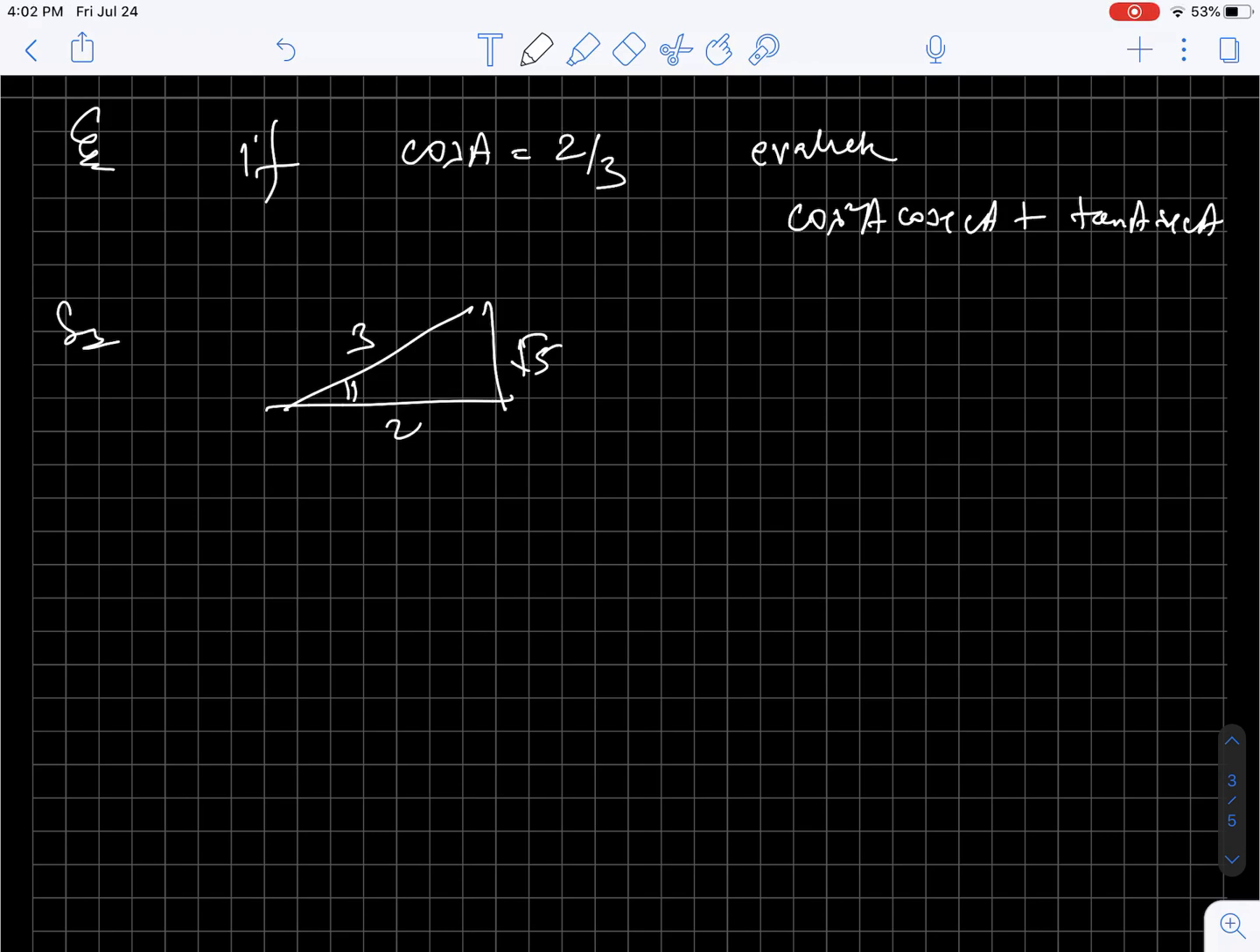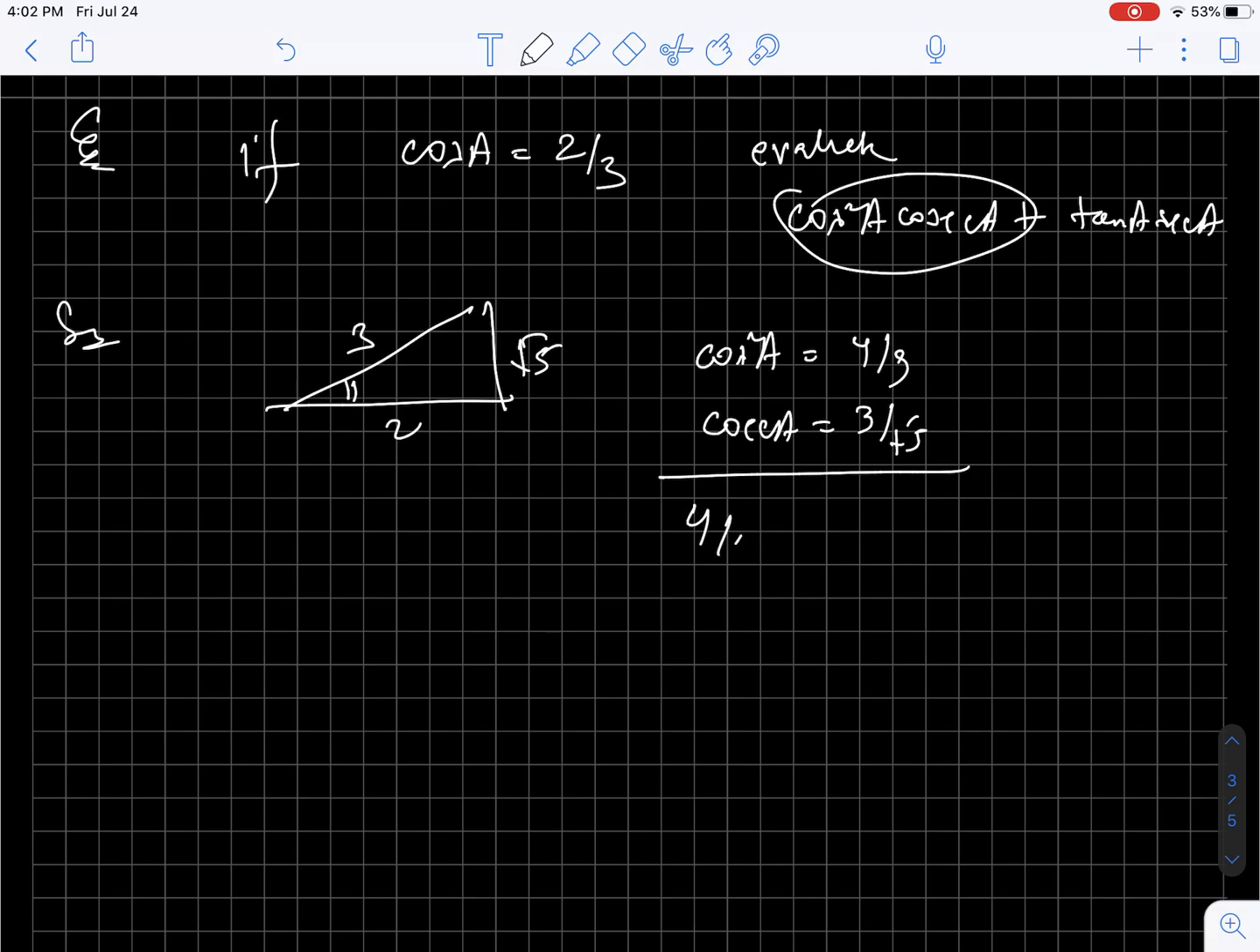Then if cos A is 2 by 3, can you find cos square A? Yes sir. Cos square A is equal to 4 by 9. Cosec A is equal to 3 by root 5. If we multiply them, then cos square A, 4 by 9, into 3 by root 5, the answer will be 4 divided by 3 root 5. Okay, cos square A cosec A.